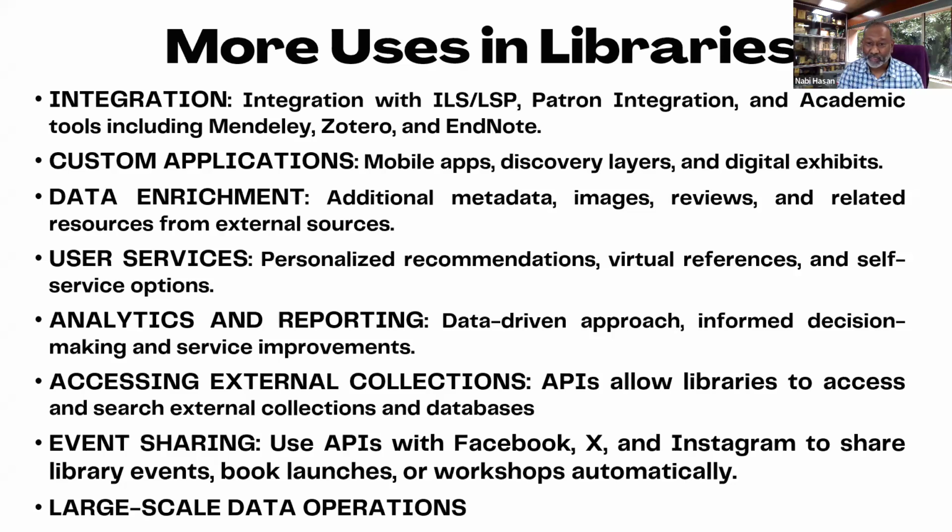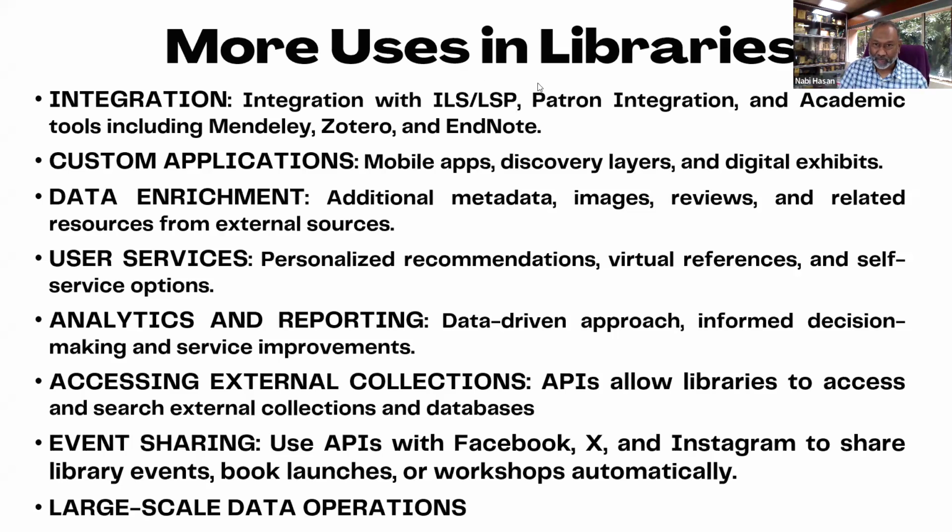Analytics and reporting is very important in APIs. It helps in a data-driven approach, and helps us in taking informed decisions. We can also access external collections using APIs, meaning other libraries' collections may also be accessed. Event sharing using APIs of Facebook, X or Instagram is very useful for libraries. And we can also make use of large datasets if we have access to commercial Scopus APIs or other API databases.